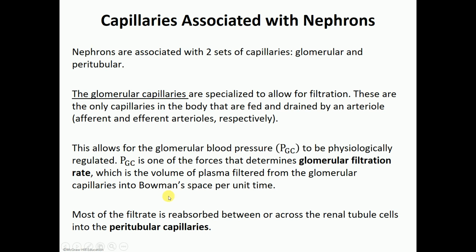Now, the rest of the capillaries related to the nephron surrounding the tubules are known as the peritubular capillaries. The blood vessels that are related to the nephron loop in the juxtamedullary nephrons are known as the vasa recta.